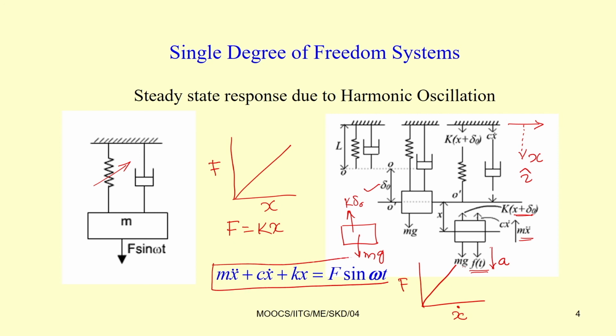By cancelling that, the equation reduces to m x double dot plus C x dot plus k x equal to Ft. If we write this Ft equal to f sin omega t, then the equation becomes m x double dot plus C x dot plus k x equal to f sin omega t.